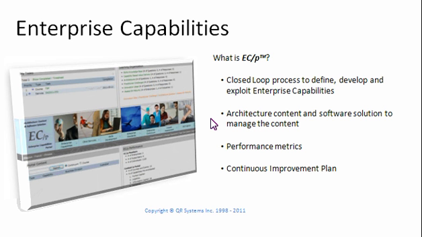ECP. What is ECP? ECP is a closed-loop process to define, develop, and exploit your enterprise capabilities. It is a software and has architecture content that has previously been defined by experts around the globe. It has predefined performance metrics, and it contains a continuous improvement plan for how you can improve your process to define, develop, and exploit your enterprise capabilities.